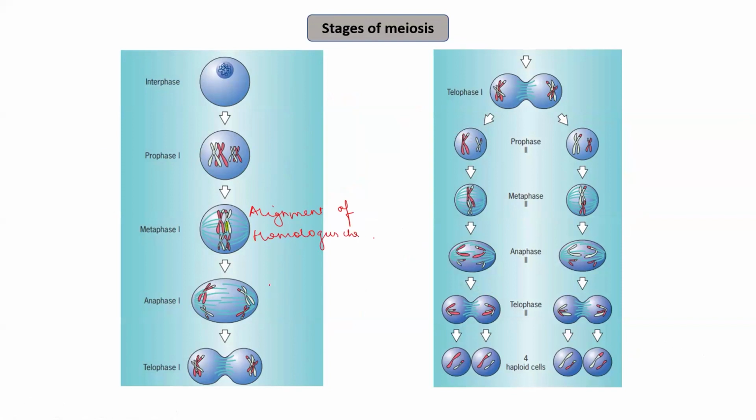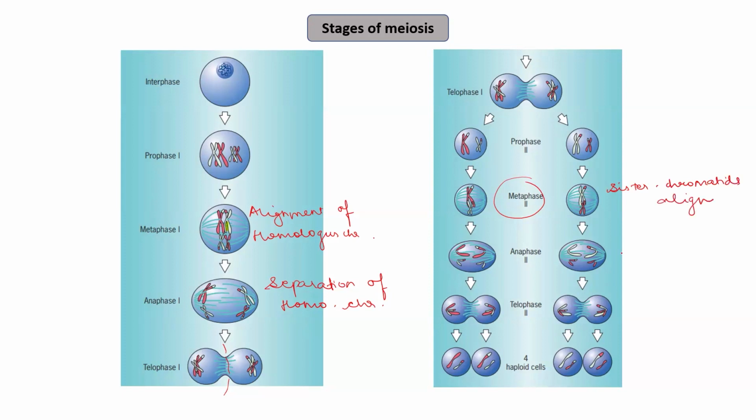And in anaphase 1, there is a separation of homologous chromosomes. Then in telophase 1, these 2 homologous chromosomes get divided into 2 different cells. Telophase 1 is followed by prophase 2, where the cell prepares itself to divide the sister chromatids, and in metaphase 2, these 2 sister chromatids align.